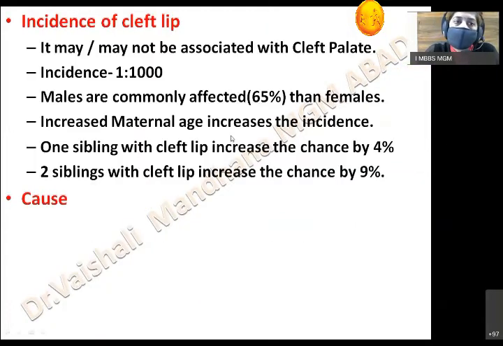Now, what is the incidence? It may or may not be associated with cleft palate. Remember this. Incidence is 1 in 1000 births. Males are more commonly affected than females; 65% occur in males. Increased maternal age increases the incidence. If one sibling has cleft lip, the chance increases by 4%, and with two siblings, the chance increases further. So remember, the incidence is very common.